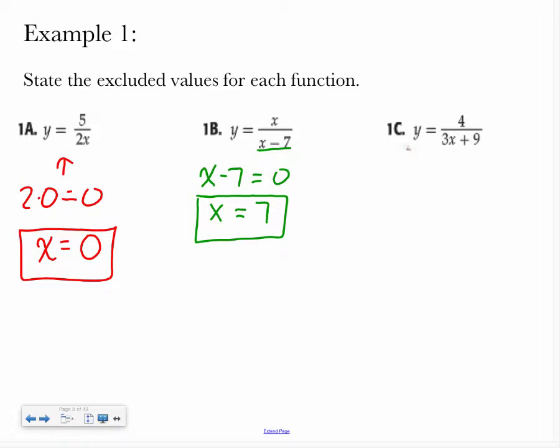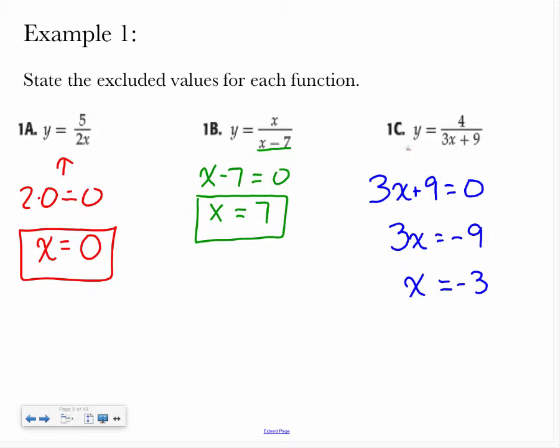And our last one, we have y equals 4 over 3x plus 9. So again, I take my denominator, I set it equal to 0, and I solve. So I subtract 9 from both sides. I have 3x equals negative 9. And then to get x by itself, I'm going to divide both sides by 3. So negative 9 divided by 3 is going to be a negative 3.